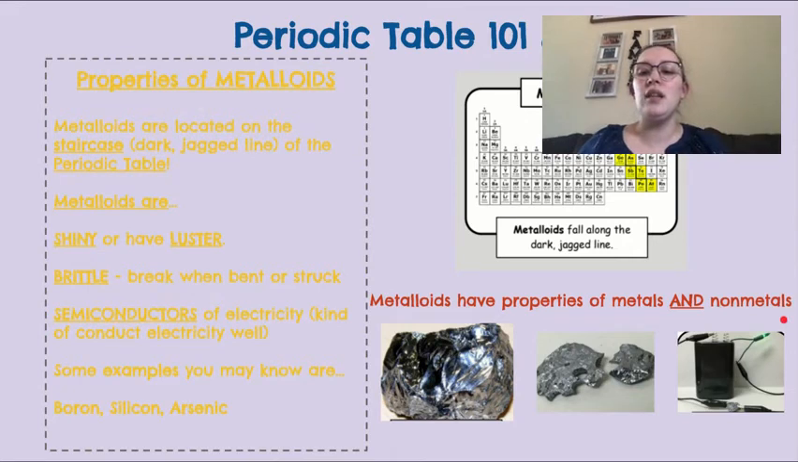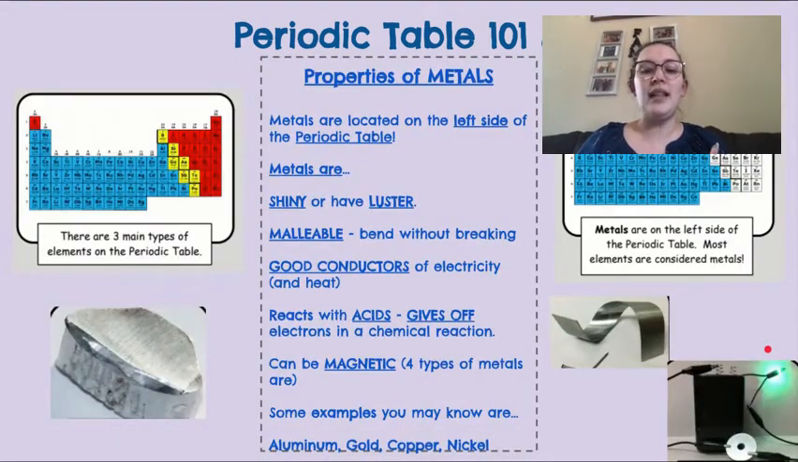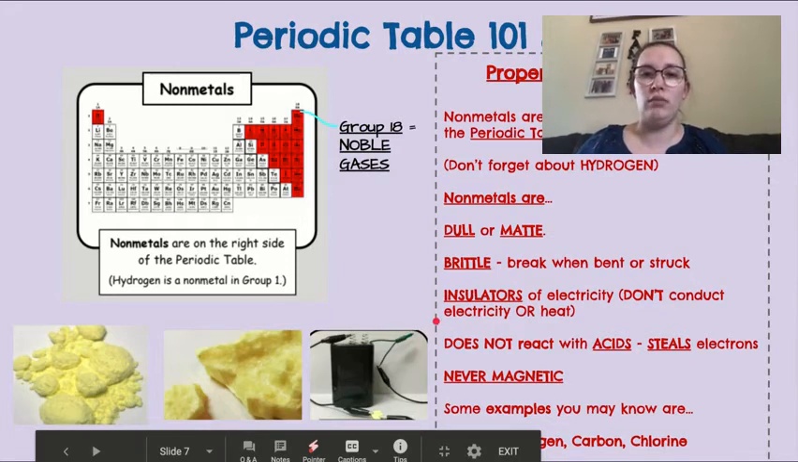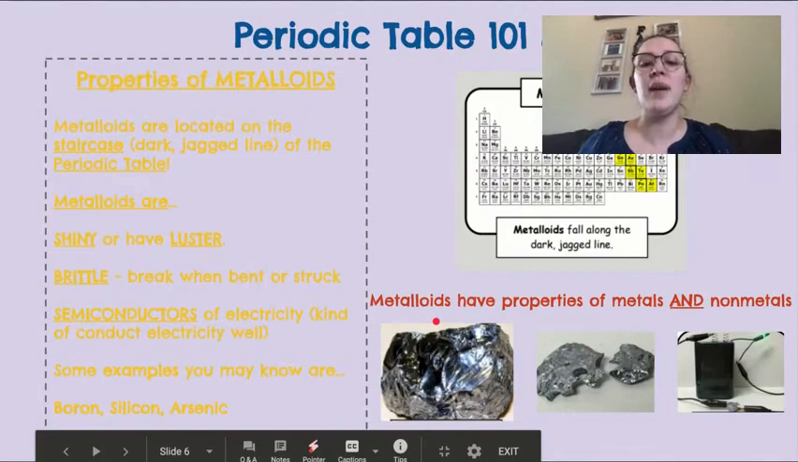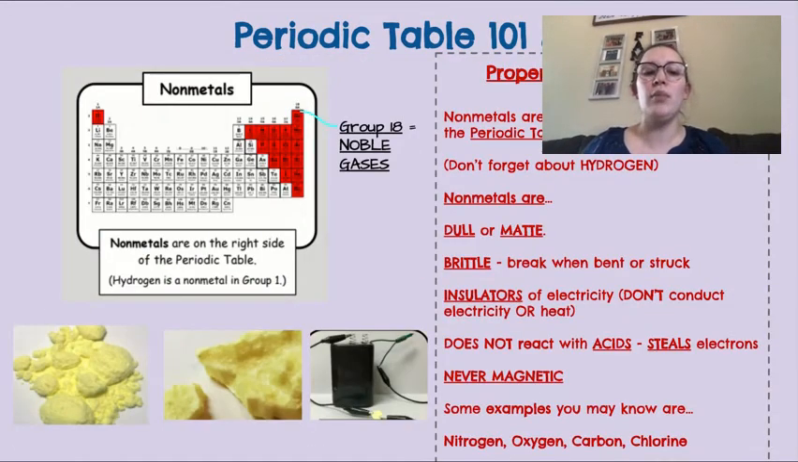So if you notice here, the light is green, you can see, but it's not as bright as a metal, okay? But there is some light, unlike our nonmetals where there is no light at all, okay? So they are semiconductors. They kind of conduct electricity well, okay? So some examples are boron, silicon, and arsenic, all right?